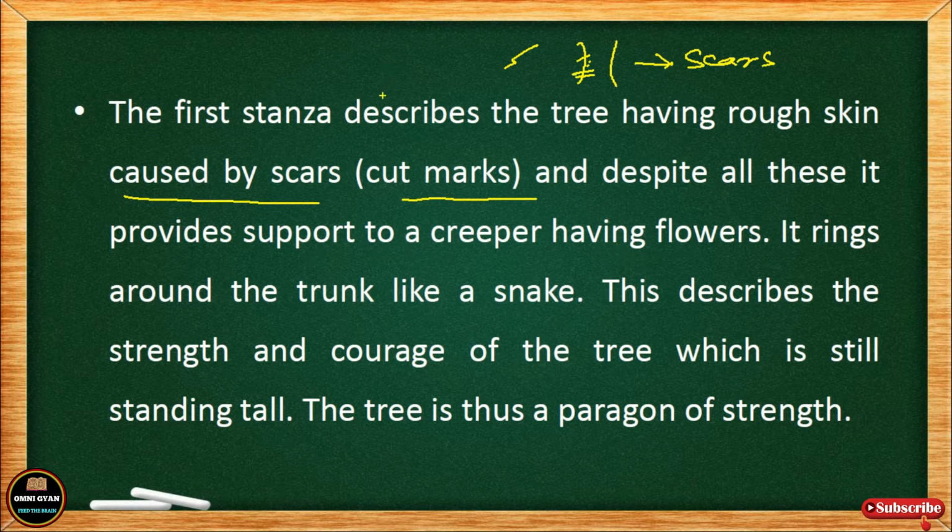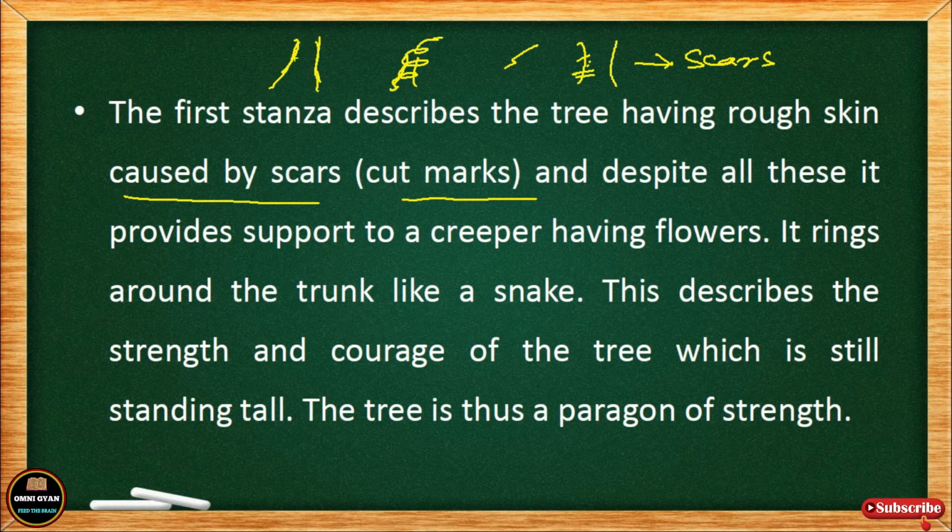क्रीपर आप लोगों को पता है, a climbing plant. ओके, जो कि एक जैसे एक पेड़ है, इस पेड़ को सर्कल करके कोई टाइनी सा प्लांट उठता है, जैसे ग्रेप्स. ओके, those are creepers, है ना. It rings around the trunk like a snake. तो ये जो क्रीपर है, this is the Casuarina tree.